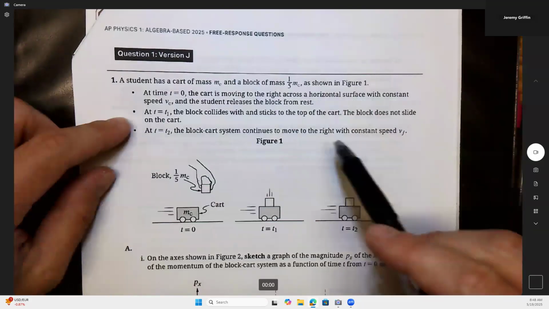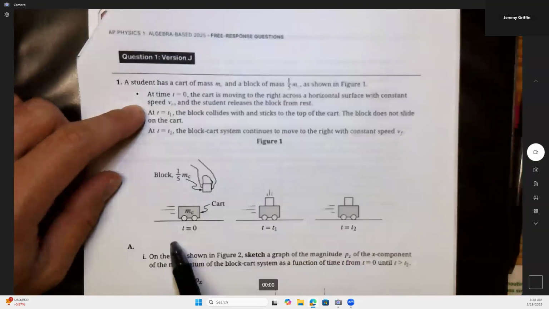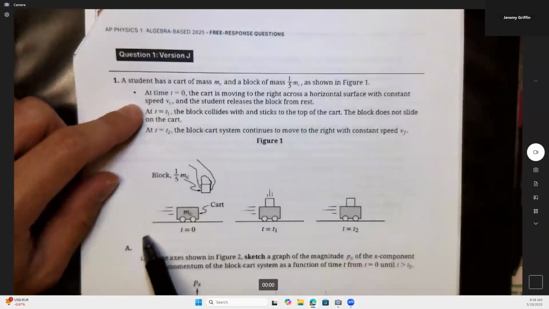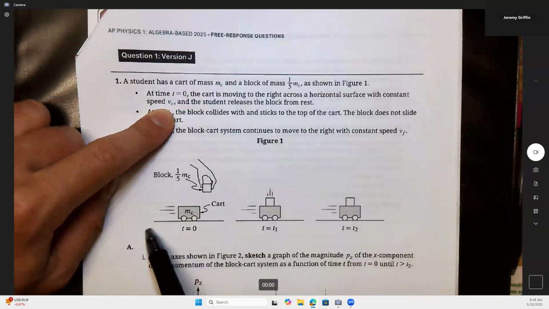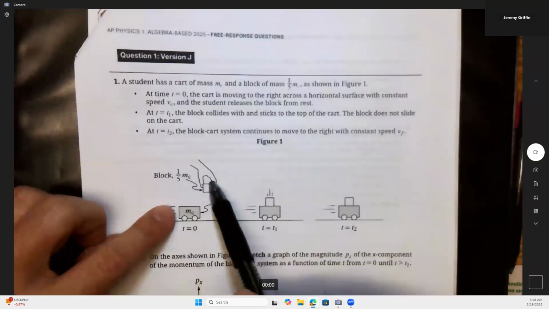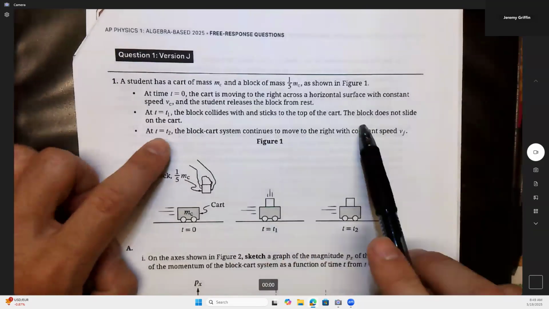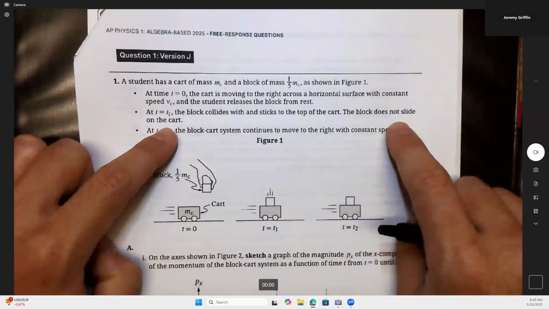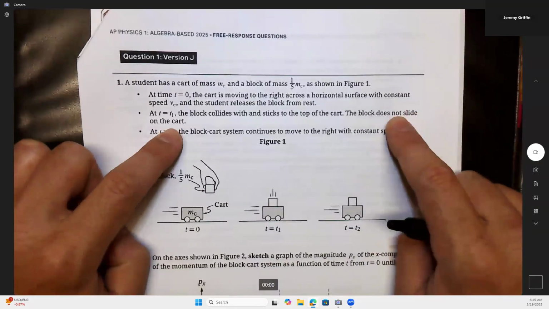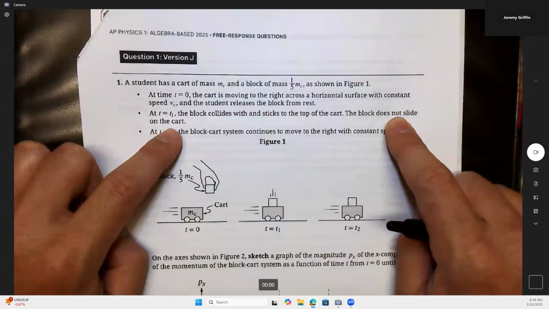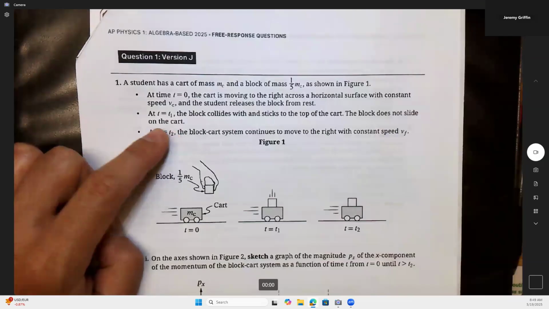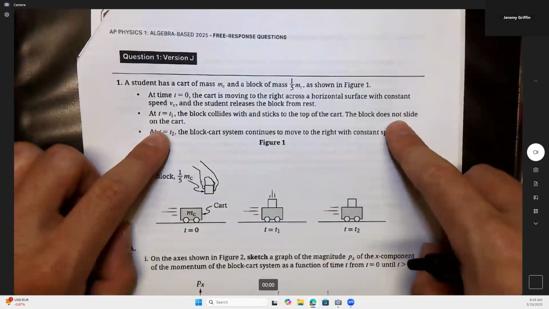I don't know. Okay, so at time 0, the cart's moving to the right with constant speed VC, right? And the student releases the block from rest. Then at time t1, the block collides and sticks to the top of the cart. The block does not slide on the cart. Tell you what, when I first read that, I thought, that's a weird detail. I've never seen them explicitly mention that, although that comes around later on.